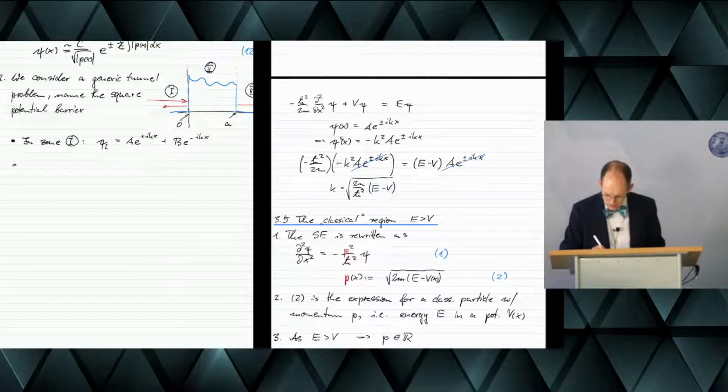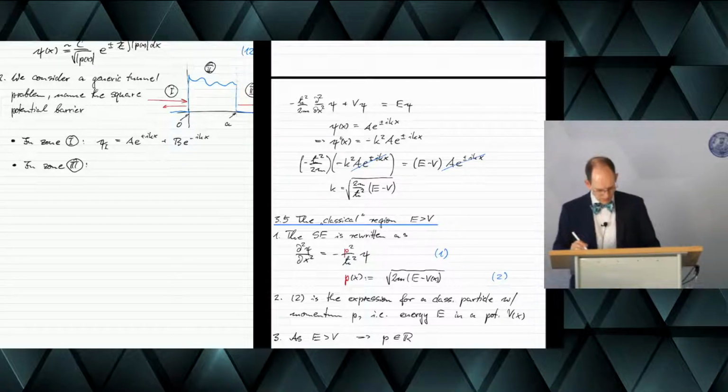In zone 3, there is no reflection. So therefore, we have just the plus solution. So zone 3, we have, I call the amplitude f, e to the ikx.